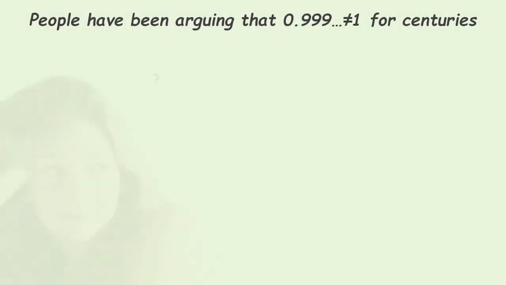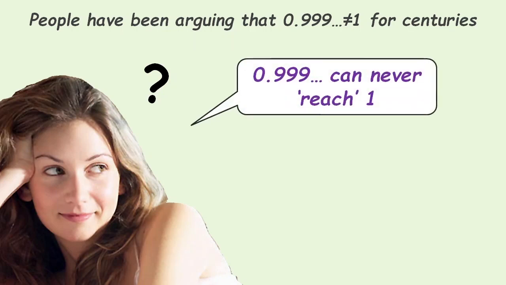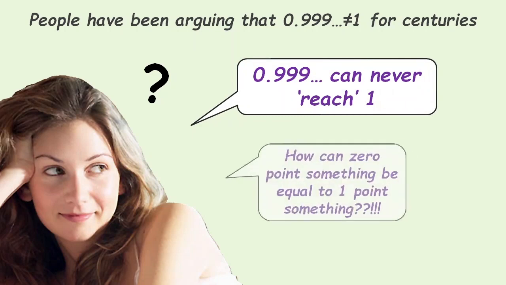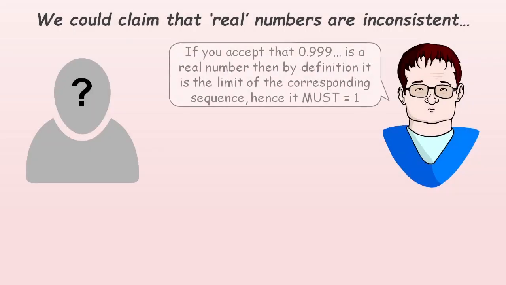People have been arguing for centuries that 0.9 recurring can't equal 1, with simple arguments like it can never reach 1, or how can 0 point something be equal to 1 point something? But mathematicians will tell us that if we accept 0.9 recurring is a real number, then we have to accept that it does equal 1.